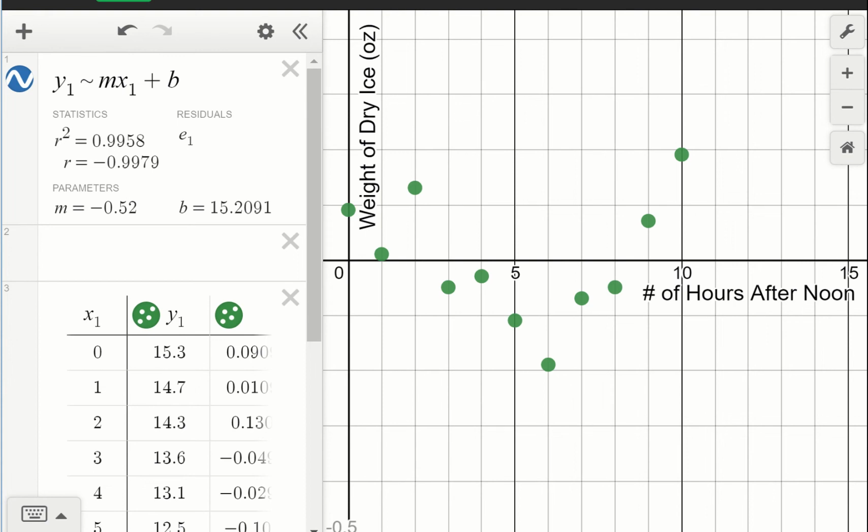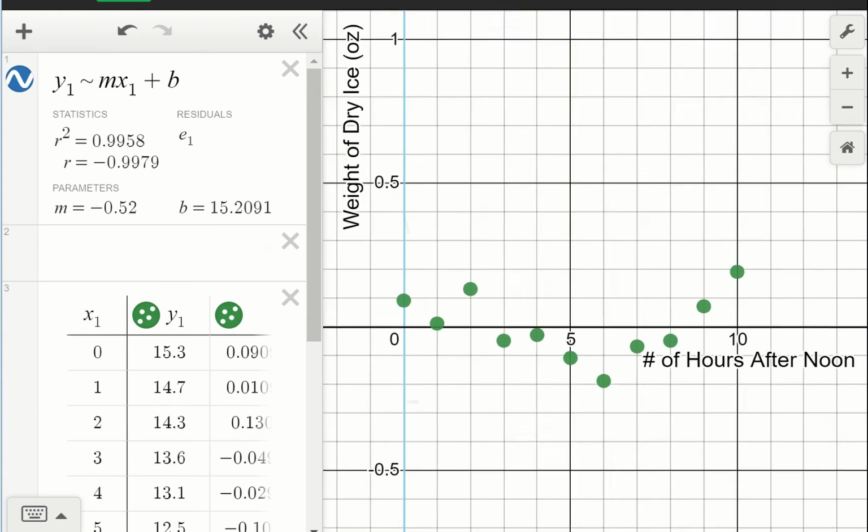And if we want to see what another potential model could be, we're going to go ahead and look at an exponential model. So I'm going to zoom out a little bit here.